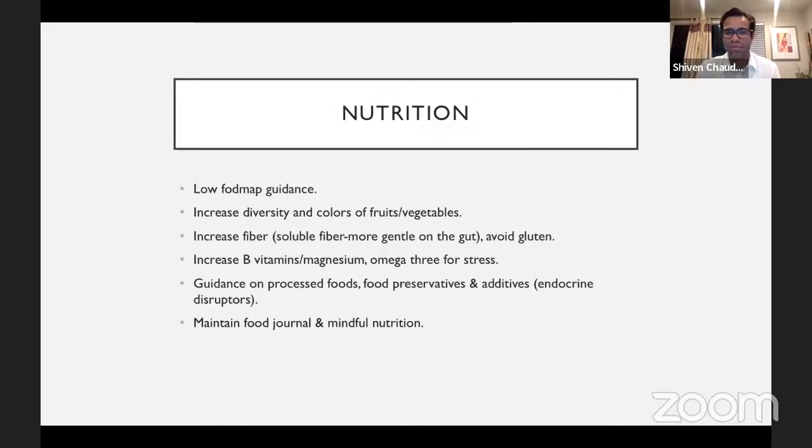Increasing diversity and colors of fruits and vegetables. I think this is really important. There's a lot of big population studies that talk about how fruits and vegetables are good for chronic health conditions, including digestive health, diabetes, obesity, strokes, and autoimmune disorders.